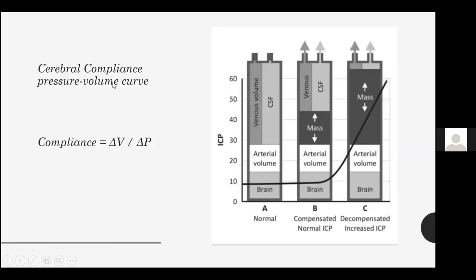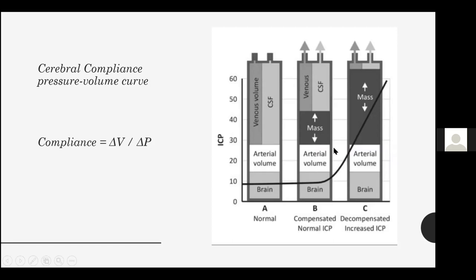So this is the same presentation. Cerebral compliance or pressure volume curve. Compliance is equal to change in volume over change in pressure. Again, at the normal stage, we have three components: blood volume, CSF, and brain.